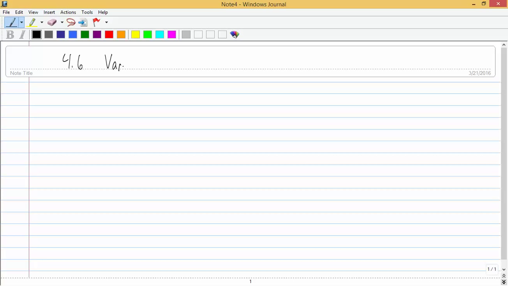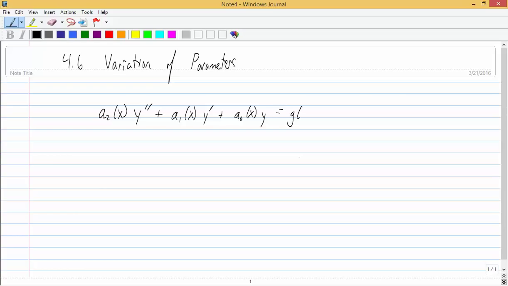Variation of parameters. So let's say that we had a second order differential equation in the form a sub 2 of x times y double prime plus a sub 1 of x times y prime plus a sub 0 of x times y equals g of x.